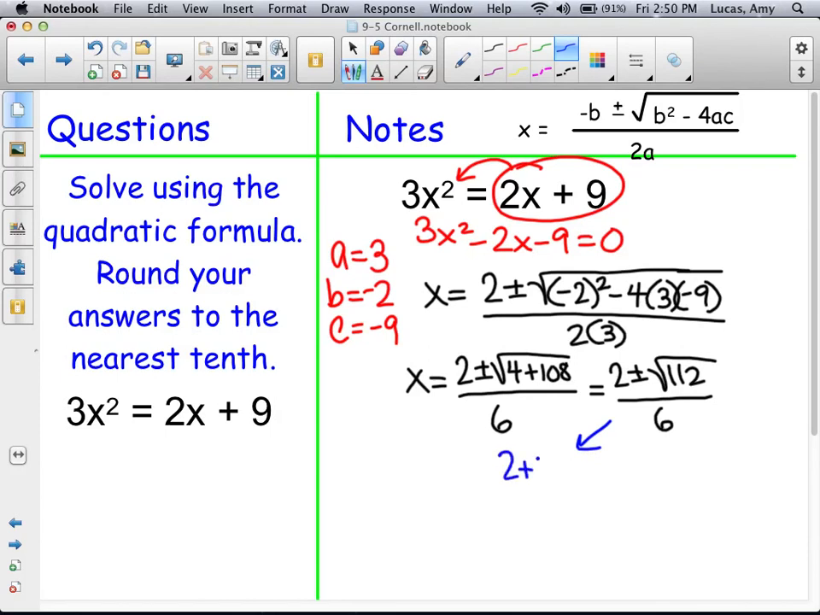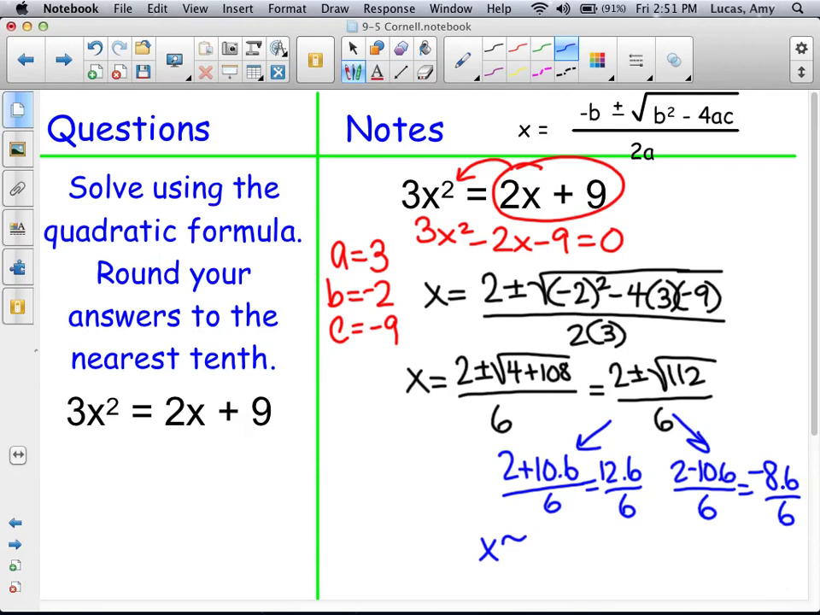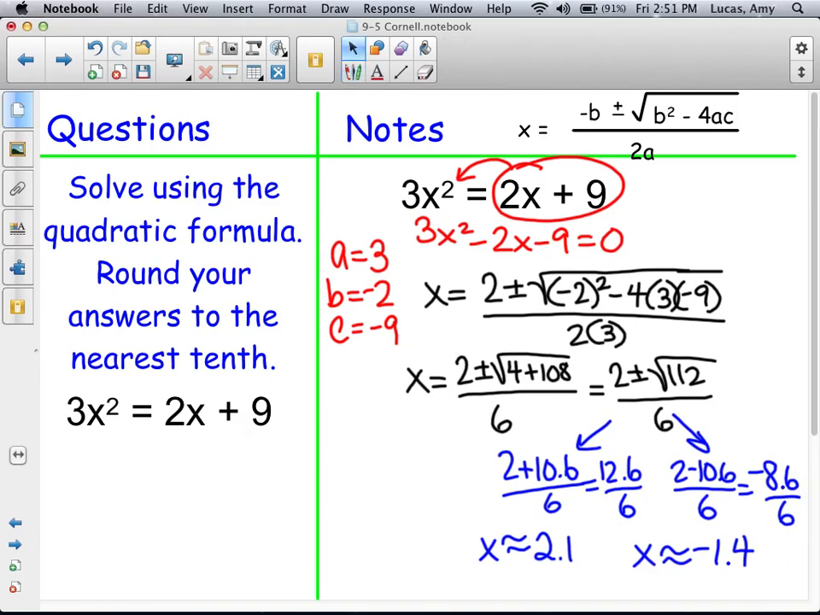So 2 plus 10.6 divided by 6, and 2 minus 10.6 divided by 6. So I have 12.6 divided by 6 and -8.6 divided by 6. These are going to be approximate answers because of the rounding. So the first answer is going to be approximately 2.1, and the second is going to be approximately -1.4 for our two solutions. This problem would be one that you would not want to factor. You would want to use the quadratic formula for sure.